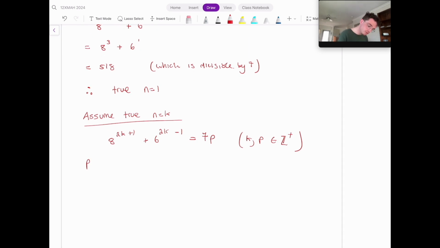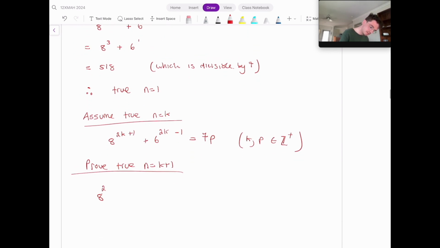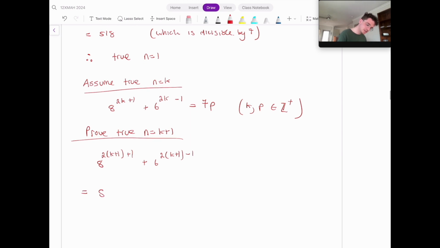Now we're going to prove true for n equals k plus 1. So again, we're proving, assuming, and then proving again. So we've got 8 to the power of 2 times k plus 1 plus 1 plus 6 to the power of 2 times k plus 1 minus 1. So 8 to the power of, that's going to be what? 2k plus 3, plus 6 to the power of 2k plus 1.